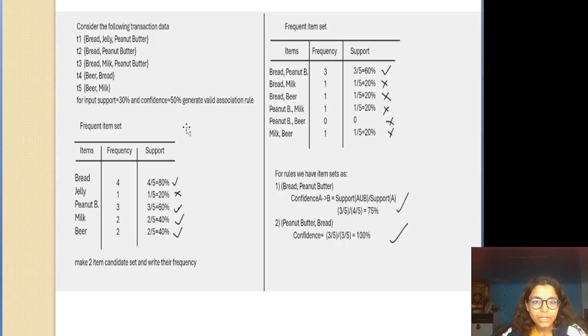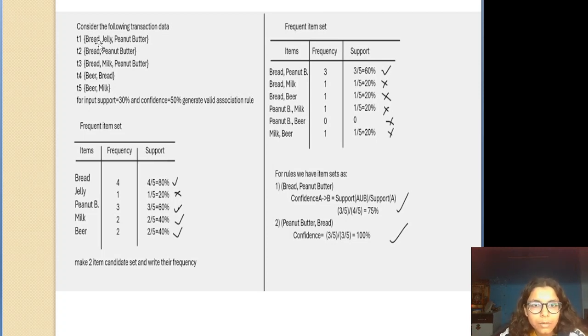Next question is: consider the following transaction data. We have some transaction data: bread, jelly, peanut butter, bread, milk, peanut butter, and beer and milk. So our support is 30 and the confidence is 50. For input we had the support as 30 and confidence as 50. Firstly we would take the frequent items and count how many times bread came. The frequency was 4, because you can count it here.